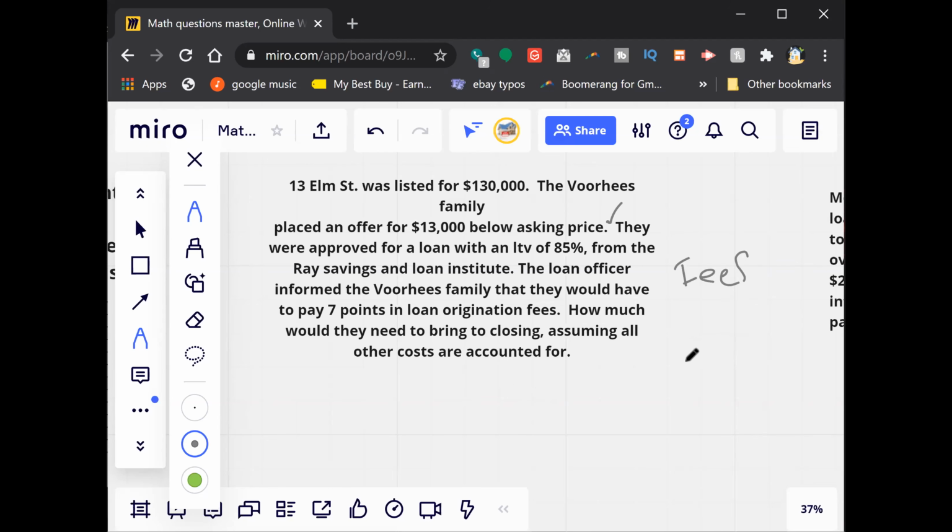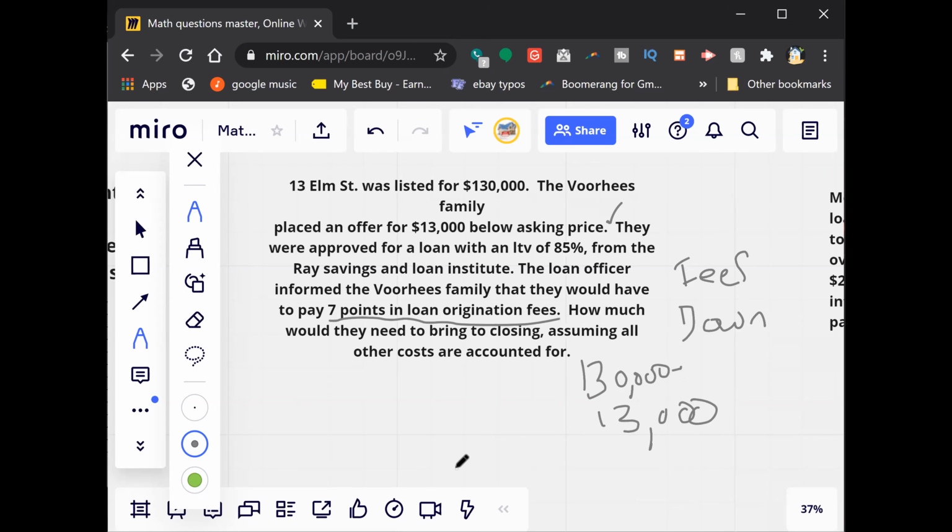Okay, yes. So the closing costs would consist of the 7 points in origination fees, and also the down payment, right? The down payment. So Tom put in the first step. I'm going to take his first step there because it's a good one. It's 130,000 minus 13,000. So what would that give us, Tom?